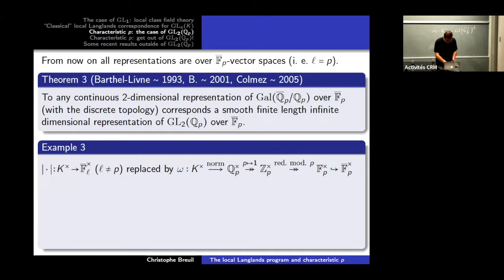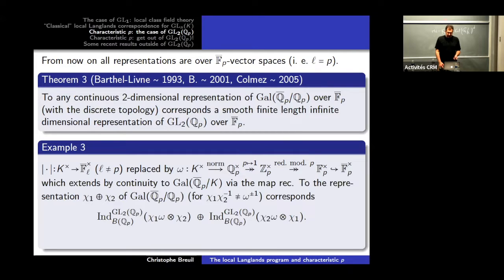This is actually what replaces the p-adic norm. And it again extends by continuity to Galois QP bar over K, just as in the case L different from P with the p-adic reduction mod L, the p-adic norm. Okay. And so let me consider the representation K1 plus K2, the case of principal series over C.